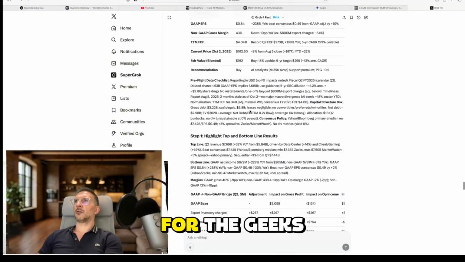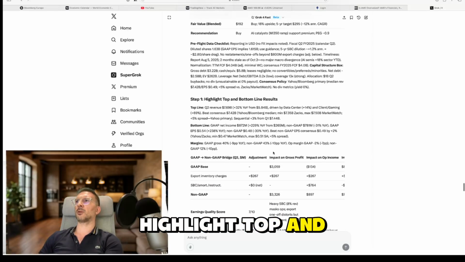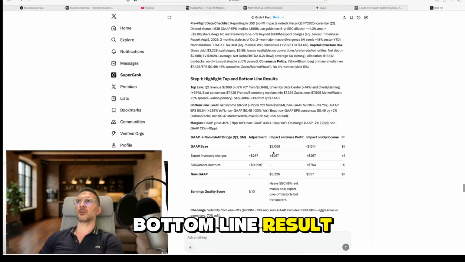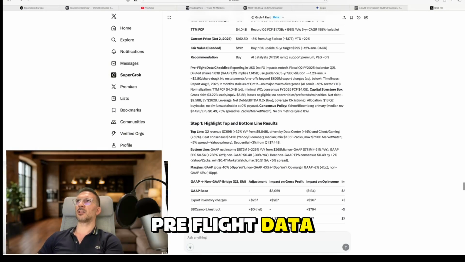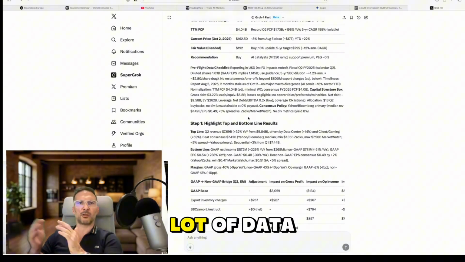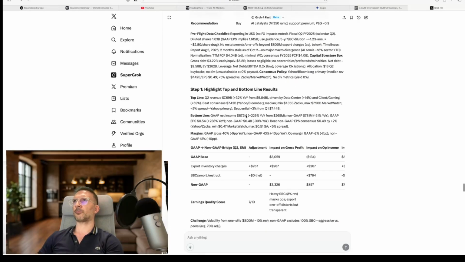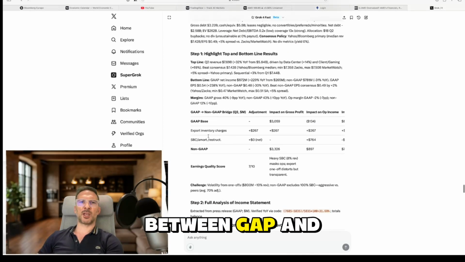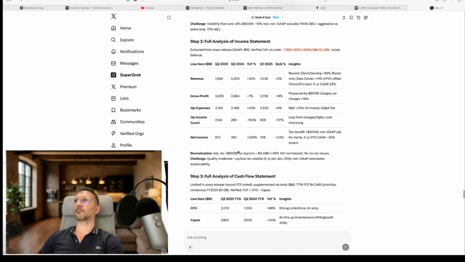For the geeks, I let you read through it, so I go slowly so you can read through it. You have some highlights, top and bottom line results. We already went through it, but you can check it yourself. You get a pre-flight data checklist where I'm checking the quality of the data I have in the earnings reports. I'm cross-checking a lot of data to make sure everything is squared and fixed. All right. The difference between GAAP and non-GAAP, where that difference is coming from, is very important to understand.